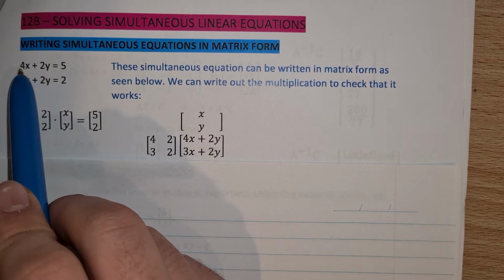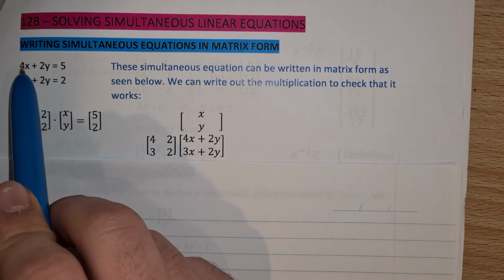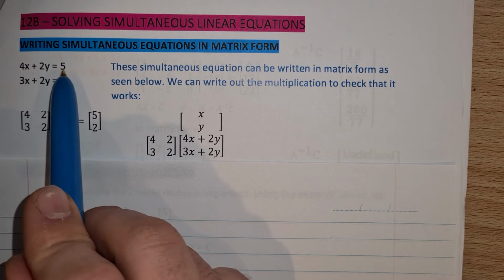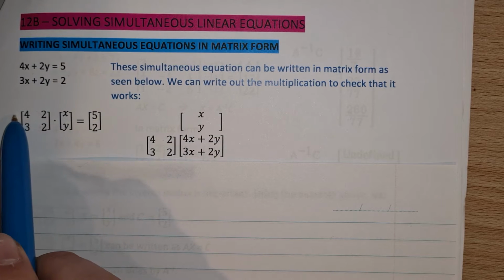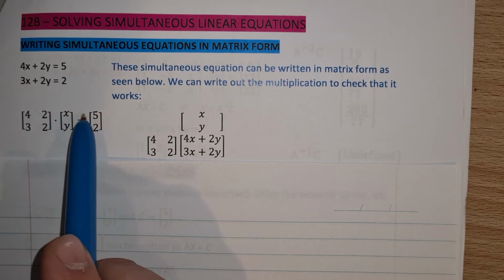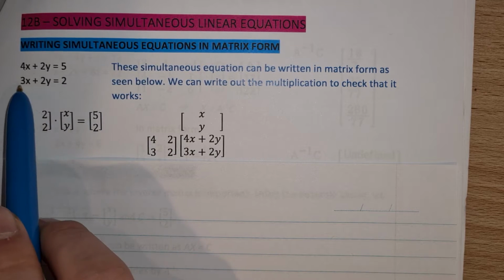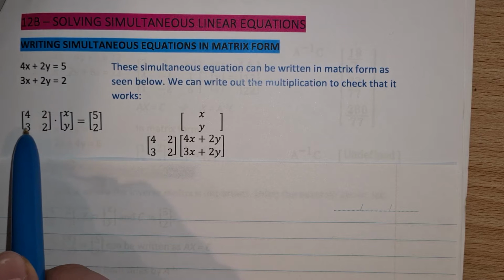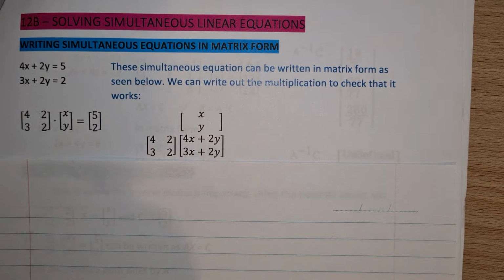You can see we've got 4x and 2y equals 5. So the coefficients, the numbers in our top equation, are 4, 2, and 5. And if you look at the top row of all our matrices in this equation, we've got 4, 2, and 5. Then our bottom equation, our coefficients are 3, 2, and 2. And then in our bottom row, our numbers are 3, 2, and 2.